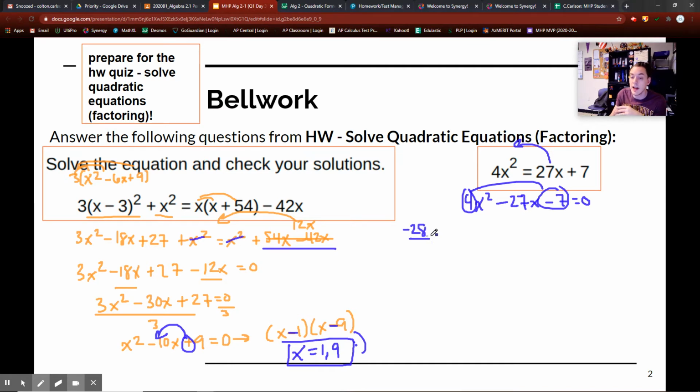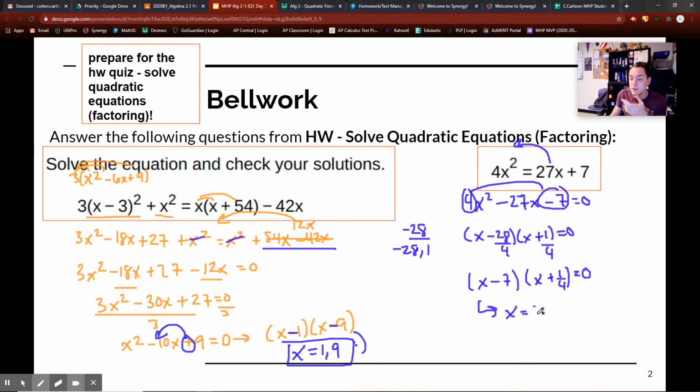That's negative 28. Factors of negative 28 that somehow, some way add up to negative 27. So that's just going to be 28 and 1. Which one gets a negative? It needs to be the 28. So that means x minus 28, and then x plus 1 equals 0. Divide by the leading coefficient. This will be negative 7, and then this is just going to be x plus 1/4, because when I actually solve for x, x equals 7, and then negative 1/4. So let's go to Desmos real quick, and I'm going to show you that we get the exact same thing. Okay, so this is factorable, of course.